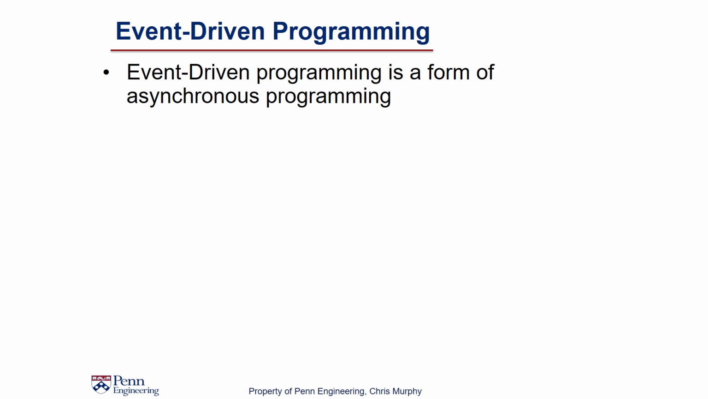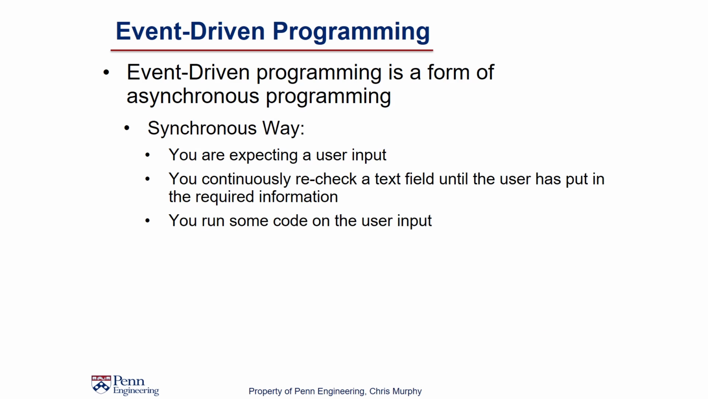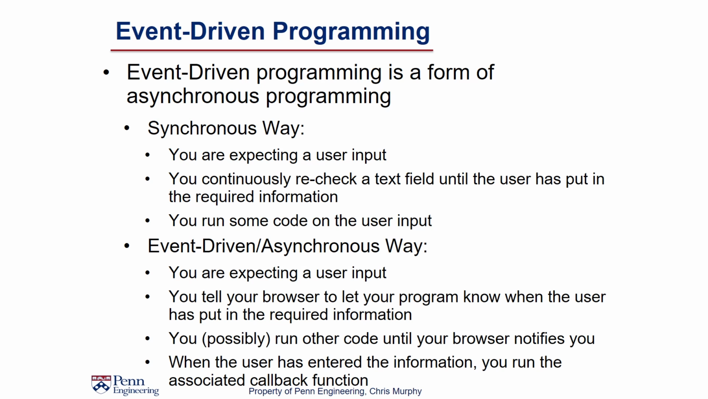Event-driven programming is a form of what's known as asynchronous programming. In synchronous programming, we're expecting some user input, and we keep checking, did they enter it, did they enter it, did they enter it, and so on, until the user enters what we're looking for, and then we continue and run some code. In the event-driven or asynchronous manner of programming, we're expecting some user input, but we just tell the browser, let me know when the user did what we're waiting for, and call this function when they do it. Maybe some other code is running until the browser calls the function that we're waiting for, but only when they've done what they need to do, the browser calls our function.